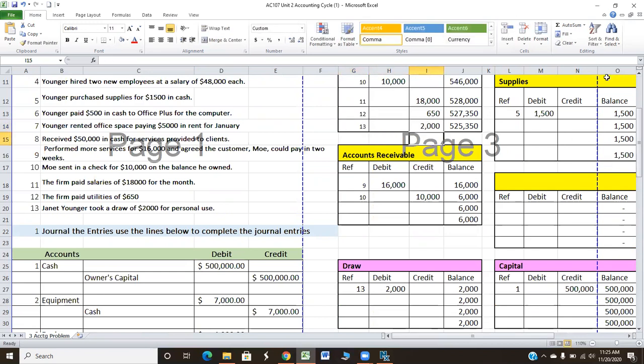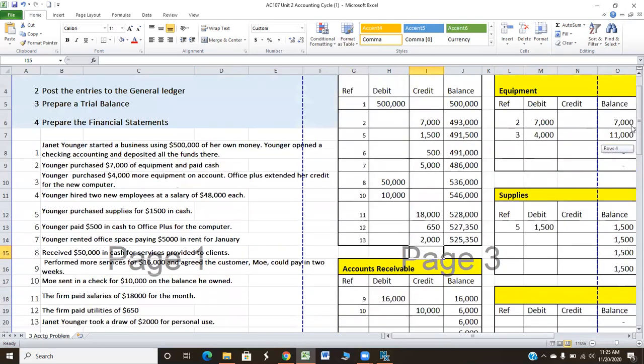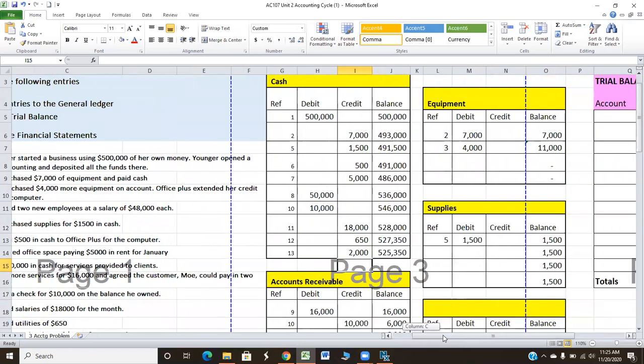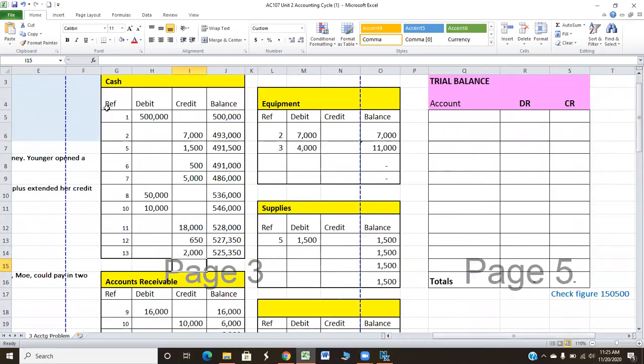So the ledger, we're not doing anything new. We don't have to do any figuring in the ledger. We just have to look at the journal entry and copy over to the ledger. And now if you look at all these accounts, again, the formulas were in there, so it updated them for us. So cash has an ending balance of $525,350.